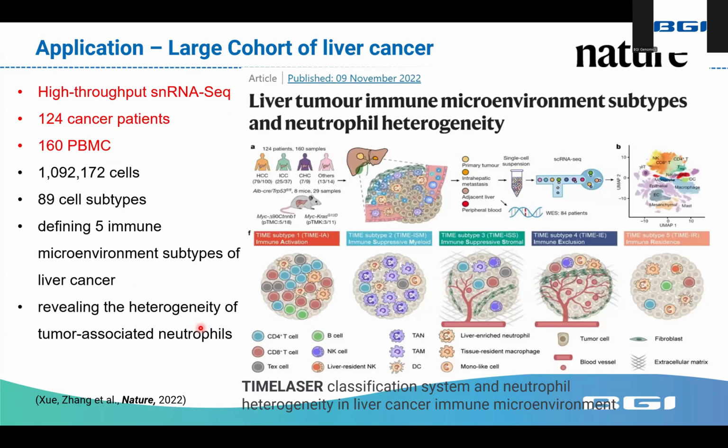The next study is about a large cohort of liver cancer. You can see from the sample number, the study used 160 PBMC samples from 124 cancer patients. Researchers defined 5 immune microenvironment subtypes of liver cancers with single-cell precision for the first time. And this classification system was named TIMELASER. Also, this study revealed the heterogeneity of tumor-associated neutrophils. So this is the case of cohort.